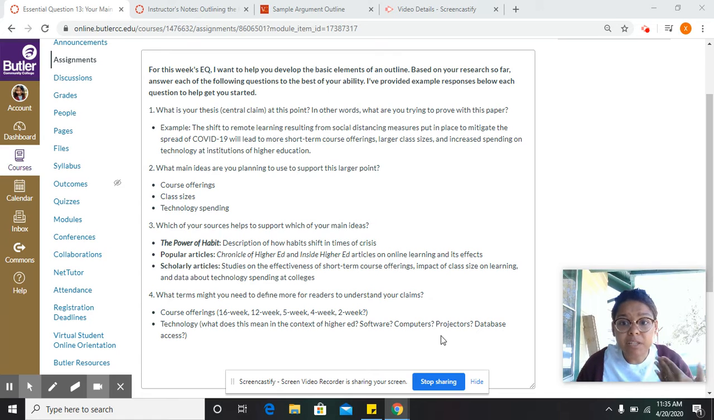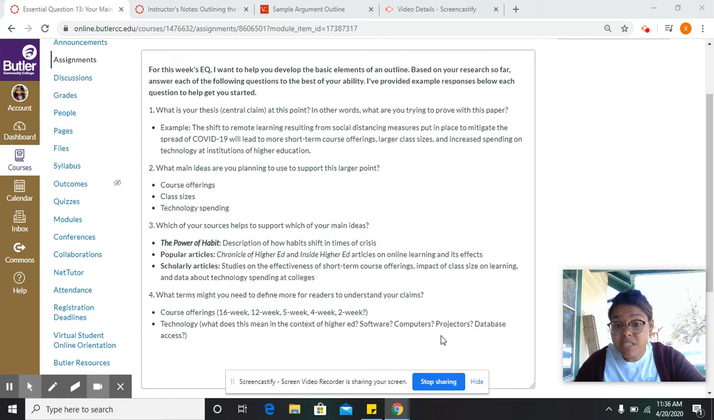Okay, and then lastly, increased spending on technology. Again, I would want to define what technology looks like in this academic context. So I could be thinking about software, whether that's software to track whether or not people log in, or software to track attendance, or computers. So maybe we decide to go to remote learning across the country, and people don't necessarily have laptops at their homes. So do the colleges then provide those? That could be something to talk about.